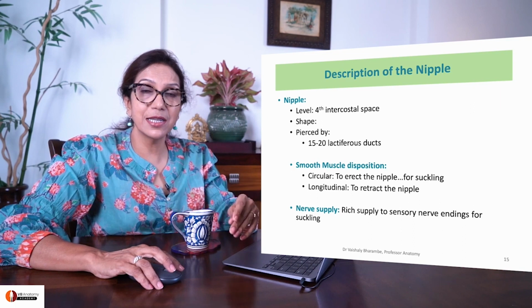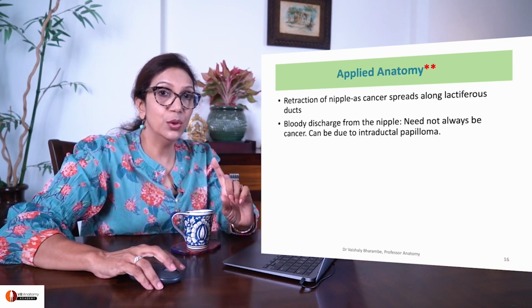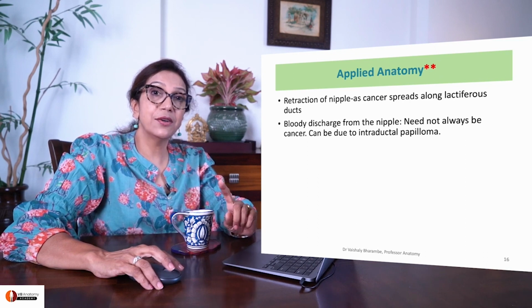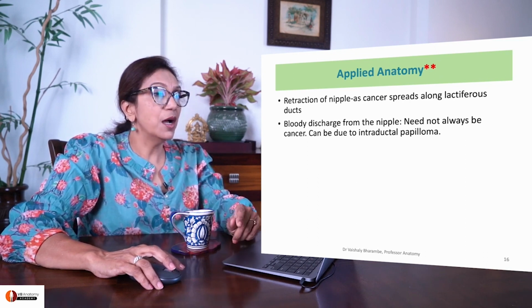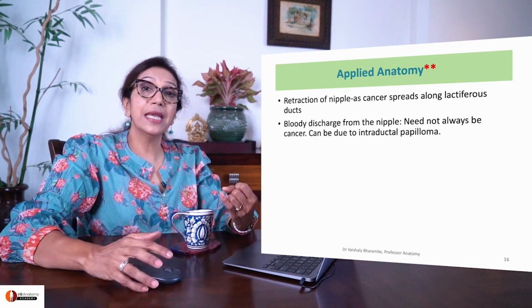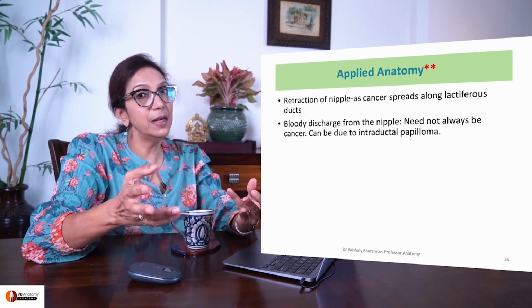So a lot of sensory nerve endings here. And however, note that if the nipple is retracted, it could be indicative of underlying cancer. A bloody discharge from the nipple can indicate cancer, but may also indicate an intraductal papilloma.